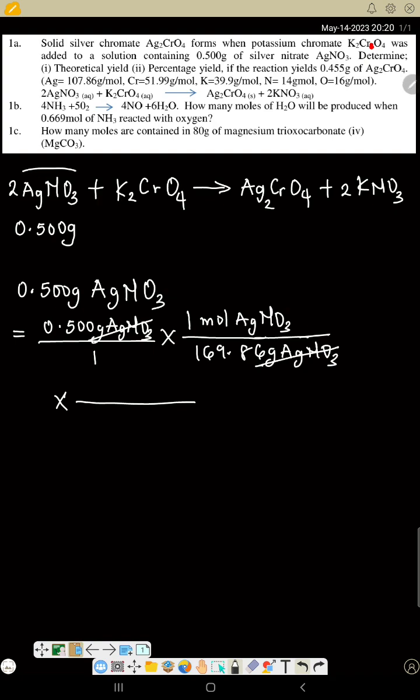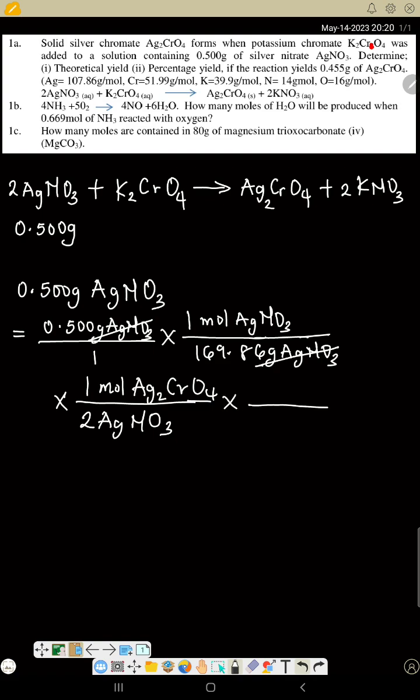Now look at your balanced chemical equation. We can see that 2 moles of silver nitrate will produce 1 mole of silver chromate. So that means the one that will be under must be moles of silver nitrate, so that moles of silver nitrate will cancel out. In the chemical equation we already know that 2 moles of silver nitrates will give us 1 mole of silver chromates.